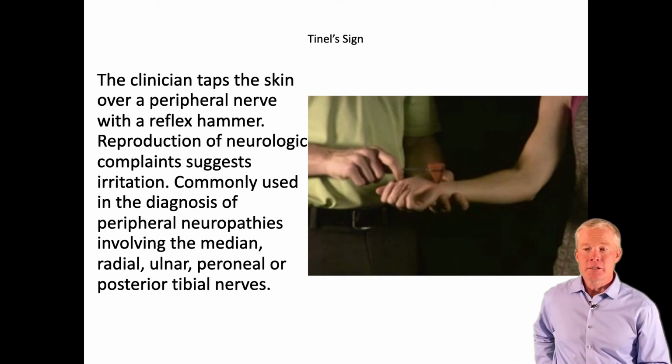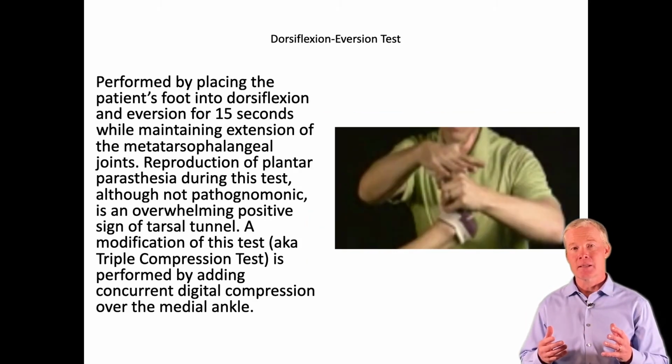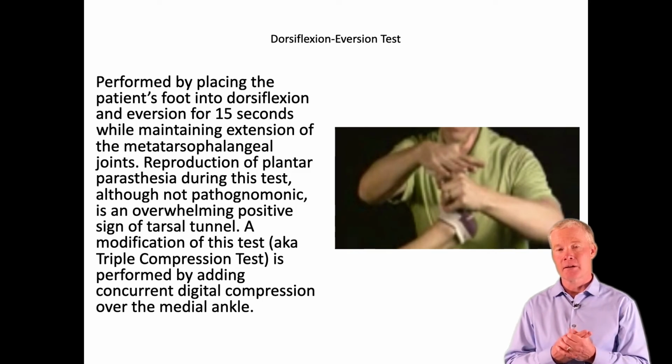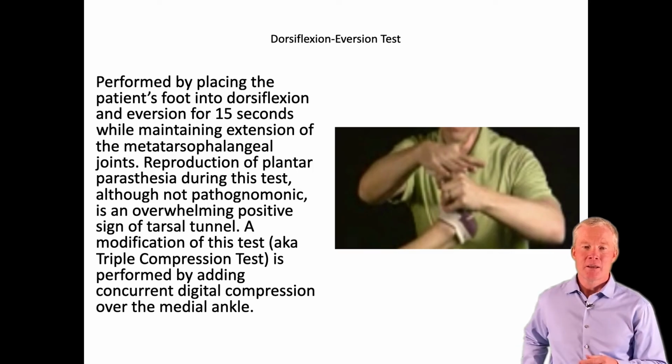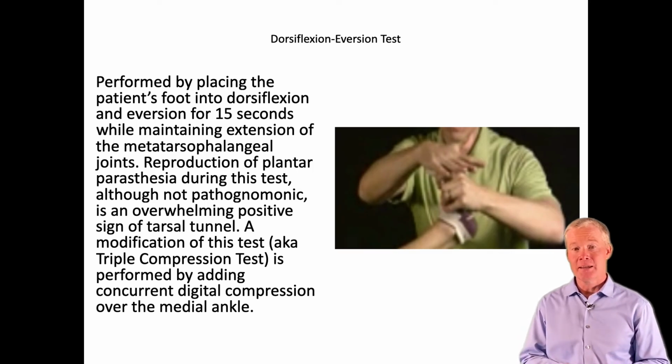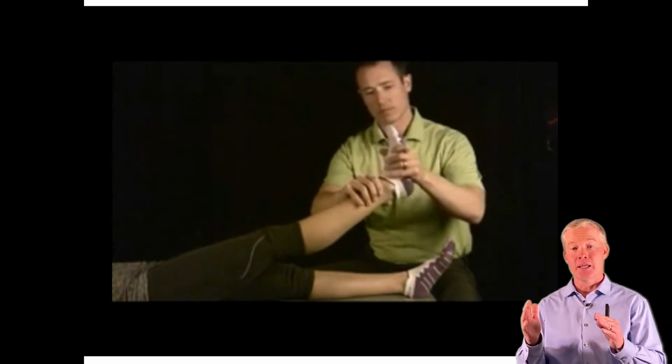But tarsal tunnel syndrome has a unique test that's helpful. In fact, two unique tests that are helpful. The second builds upon the first, so they're almost the same test. The first one is this dorsiflexion eversion test, which is, as it sounds, we're going to take that patient's foot into dorsiflexion and then evert it. We're going to hold that for about 15 seconds.